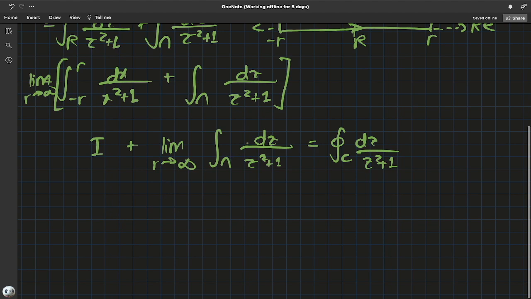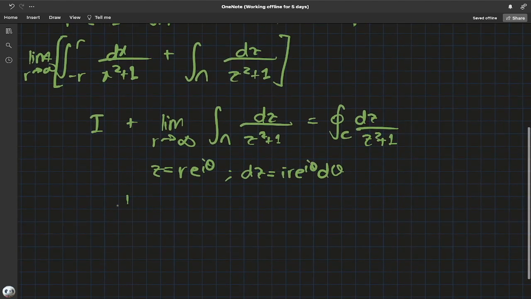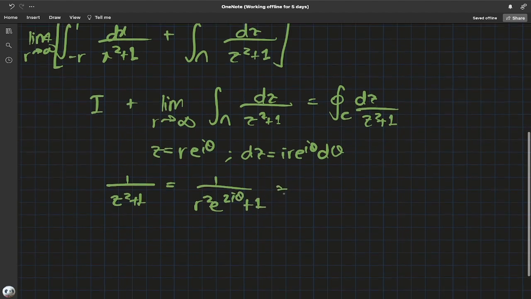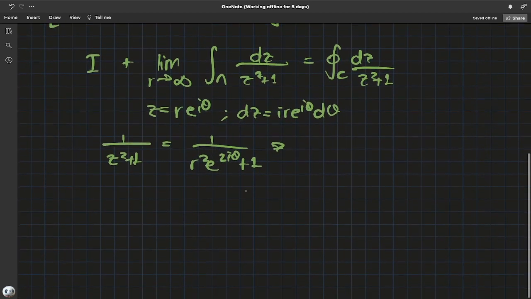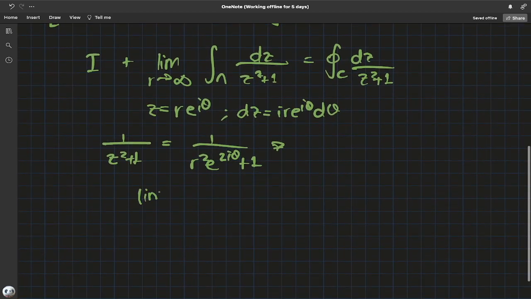What about this arc? Let's check it now quickly. Introduce the substitution along that arc: z is equal to r times e to the i theta, dz is i r e to the i theta d theta. 1 over z squared plus 1 will now be 1 over r squared e to the 2i theta plus 1. So this is just food for thought. Now let's check in the limit.